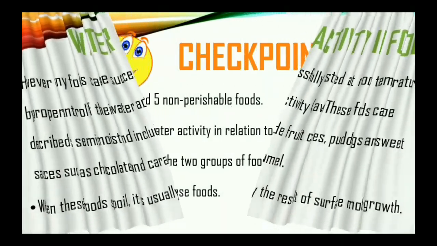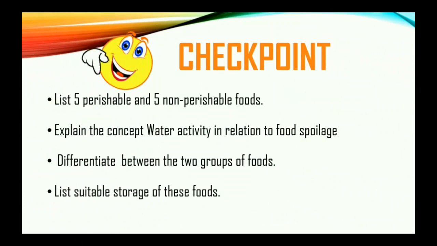Now, checkpoint. List 5 perishable and non-perishable foods. So you're supposed to list 5 perishable and 5 non-perishable foods. Explain the concept water activity in relation to food spoilage. Differentiate between the two groups of foods, and we're referring to what is the difference between perishable foods and the difference between non-perishable foods, right? And list suitable storage for these types of food.